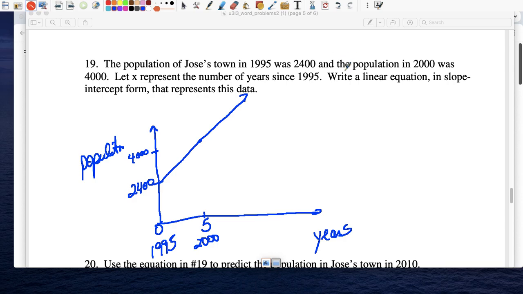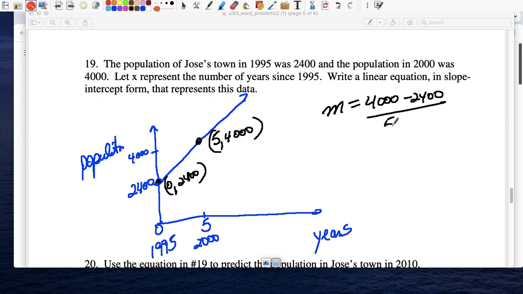Can I find a slope and so on? Yes, I can. Look, we have 2 points. This point and this point. This point is called 5 and 4,000, right? And this point on the graph would be 0 and 2,400. Let's find the slope. M equals 4,000 minus 2,400 over 5 minus 0. I get 1,600 over 5, and our slope is 320. So it appears that the population is growing by 320 every year.